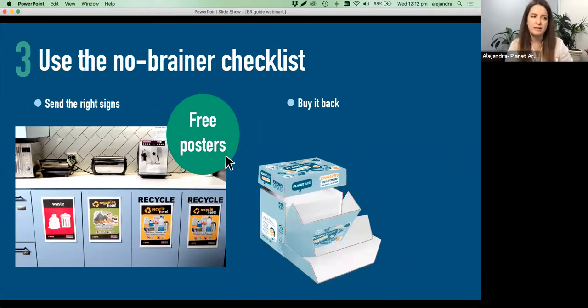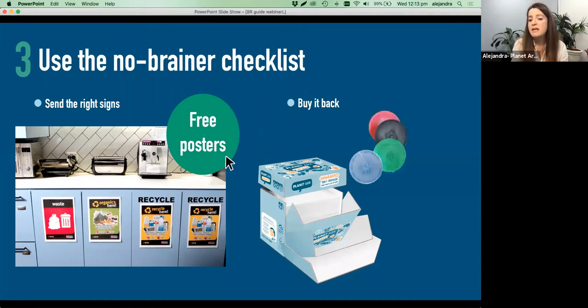All the posters are downloadable on the guide and on our website. So the office paper, this is our 100% Australian recycled office paper, but you can get other brands if you want. Just make sure that it is Australian recycled so that we can make sure that we're recycling everything onshore.